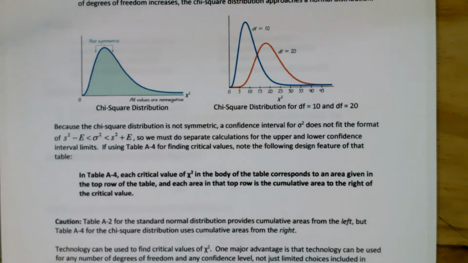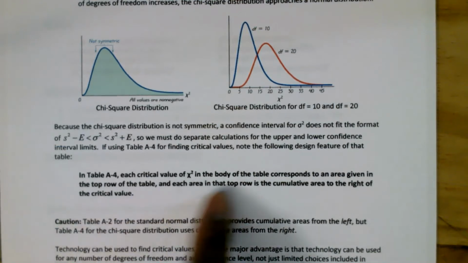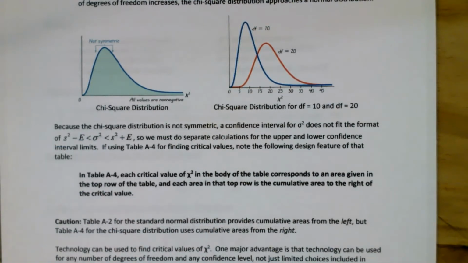Okay. Now, since we're going to be using table A-4 in this video to find critical values, we're going to note the following design feature of that table. And this right here is very important. In table A-4, each critical value of chi-square in the body of the table corresponds to an area given in the top row of the table, and each area in that top row is the cumulative area to the right of the critical value. Okay, and it mentions that in table A-4, you're dealing with an area to the right of that curve.